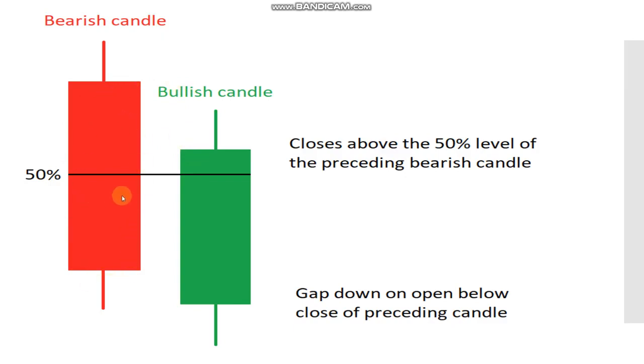Red candle followed by green candle, and the green candle should open below the red candle and should close above the 50% of the body of the red candle. This is the condition of the piercing pattern. So let me show you how it looks on the chart.